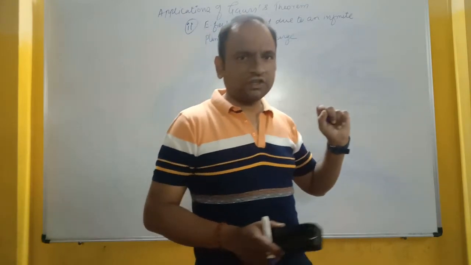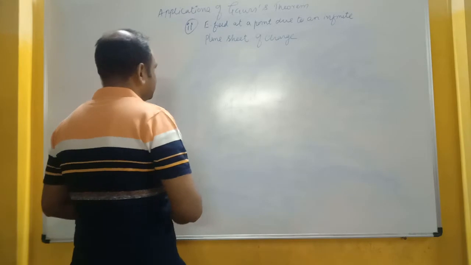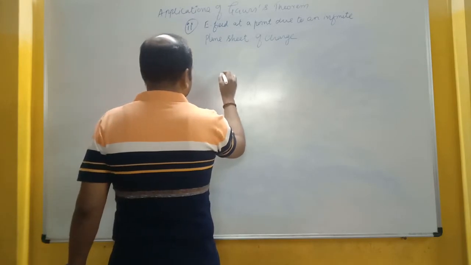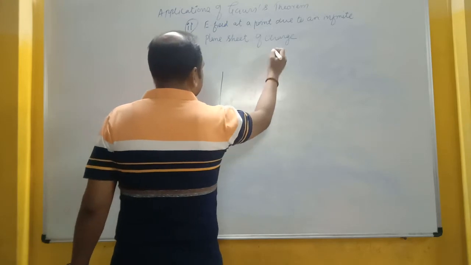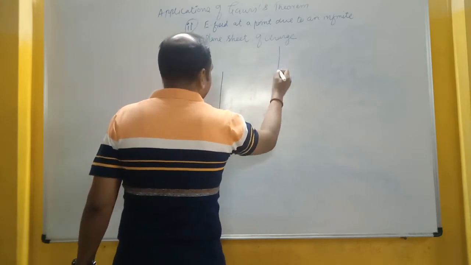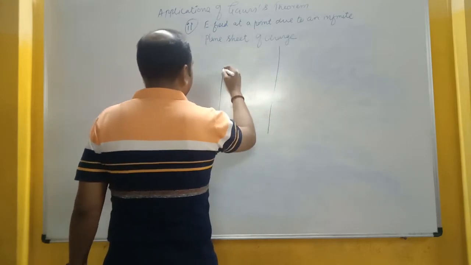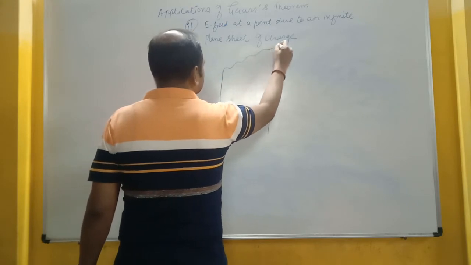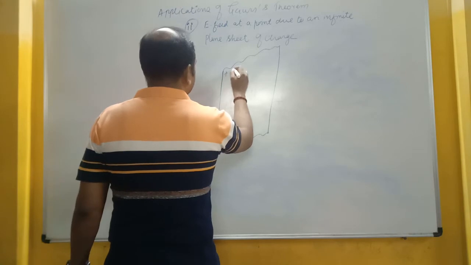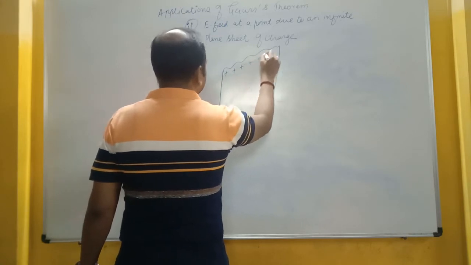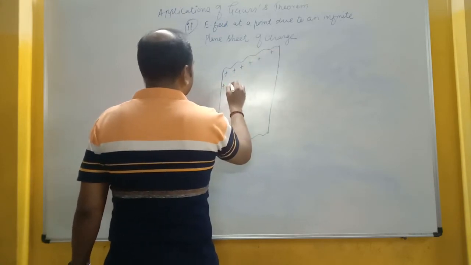Okay, so if I consider an infinitely large plane sheet of charge, something like this. It is infinitely large. Here charge is distributed uniformly over that entire surface, something like this.